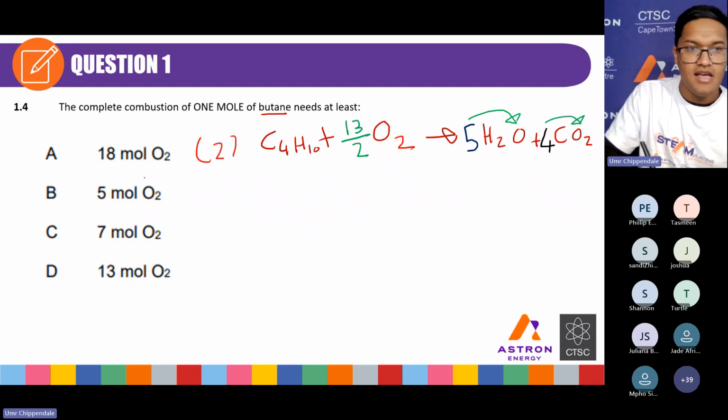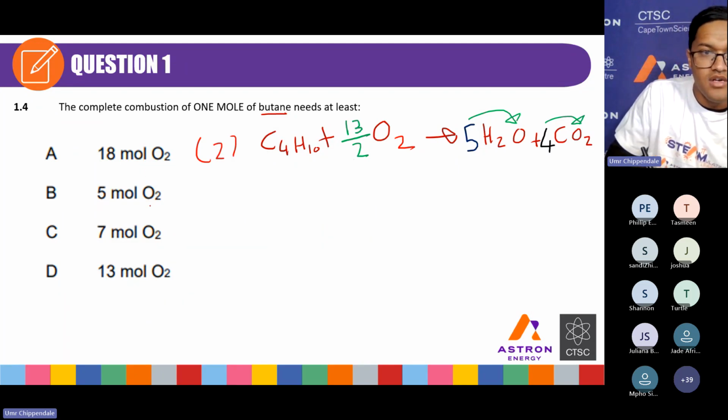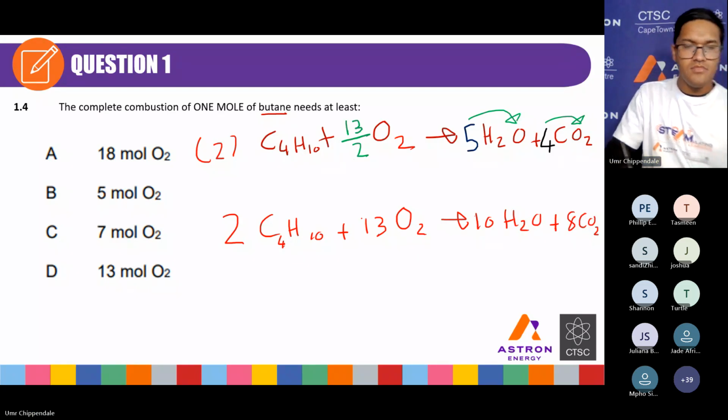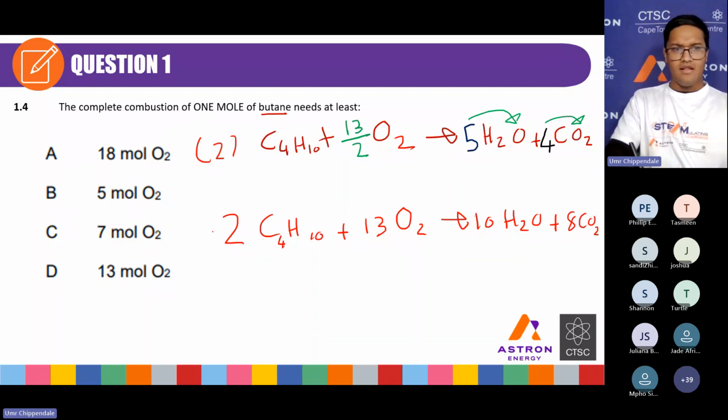So if that is the case, that means we'll have an answer of 2C4H10 plus 13, because remember now 2 multiplied by that will give us just the 13, O2, and that is going to give us 10 H2O plus our 8 CO2. And that is what we have.